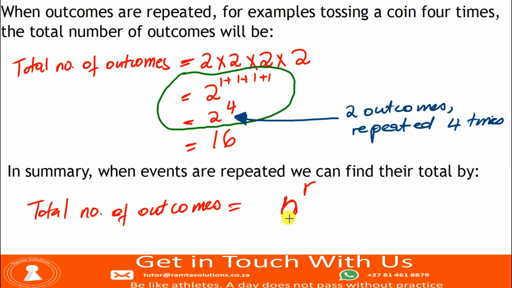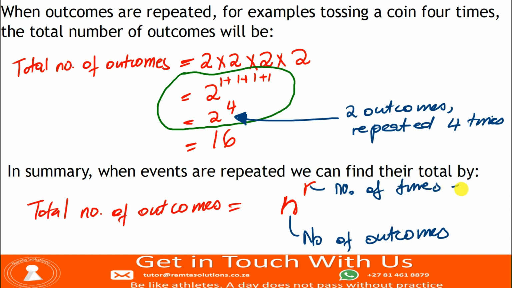What is n? N is the number of outcomes, and r is the number of times the event is repeated. Remember, when events are repeated, you can simply say number of outcomes to the power of whatever number of times that event is repeated. Okay?